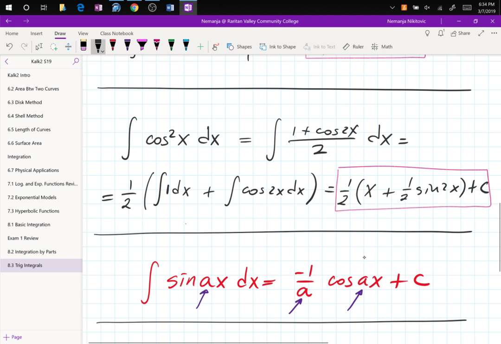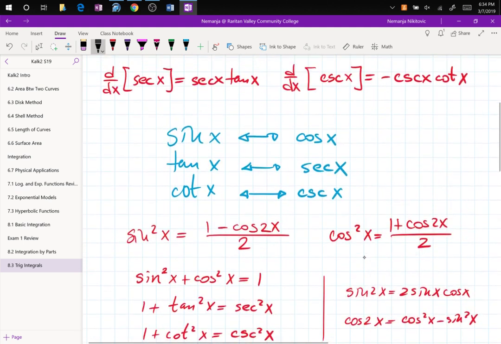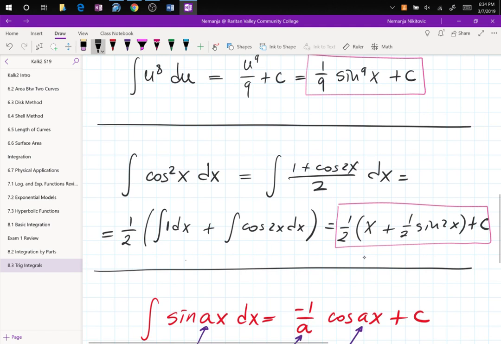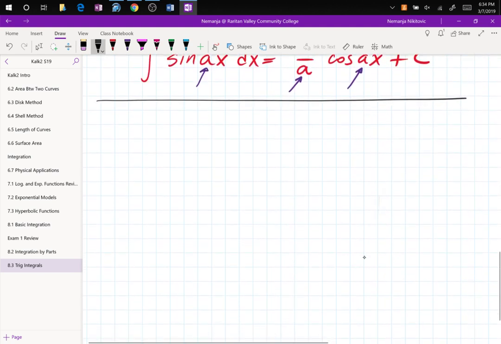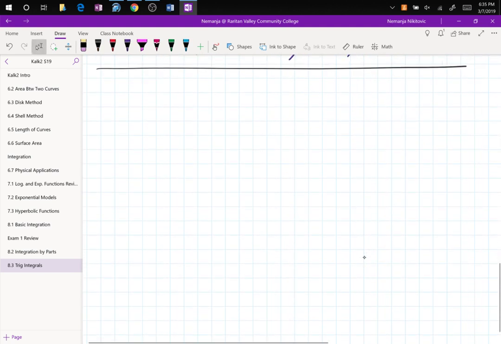So we are done with the review. What you have seen so far has been review, whether it's pre-calculus or calculus 1. Let's start calculus 2. Welcome. Integral of sine to the m x cosine to the n x dx, where m and n are integers.